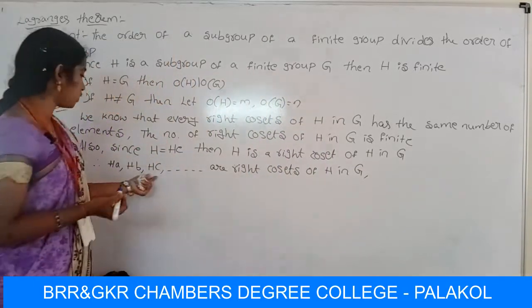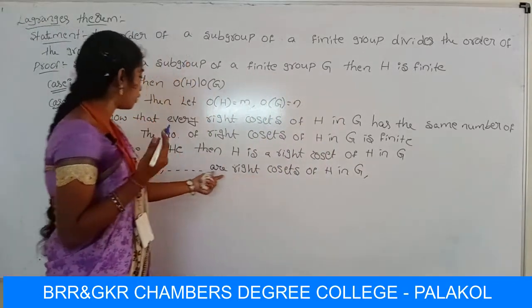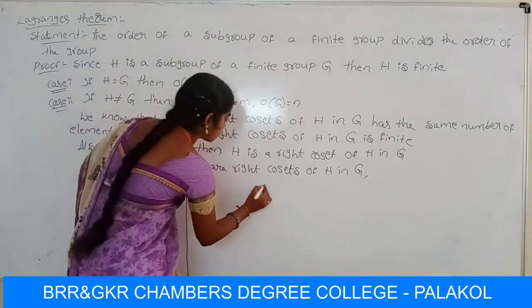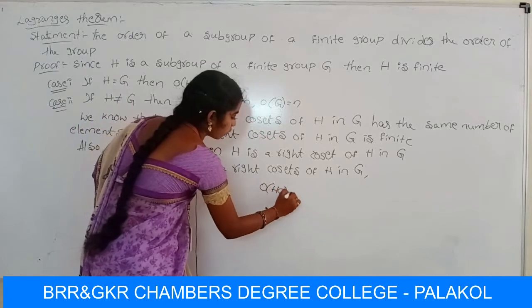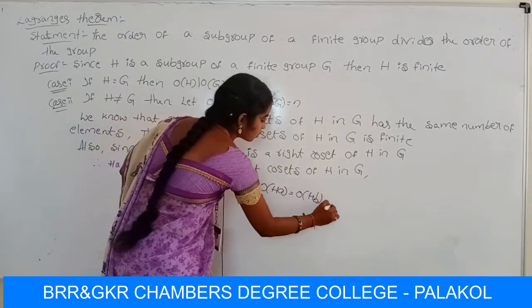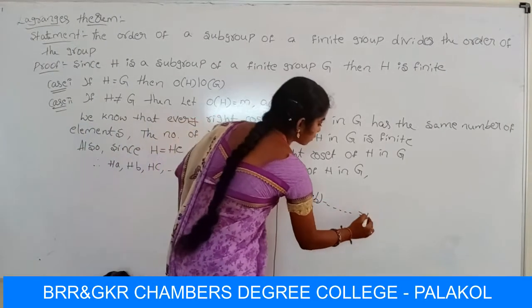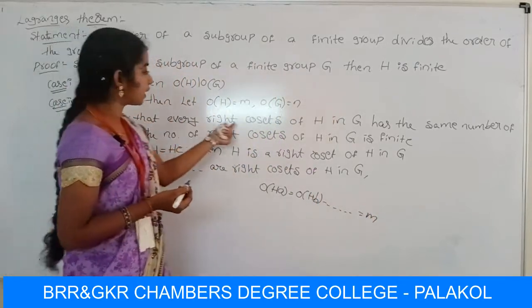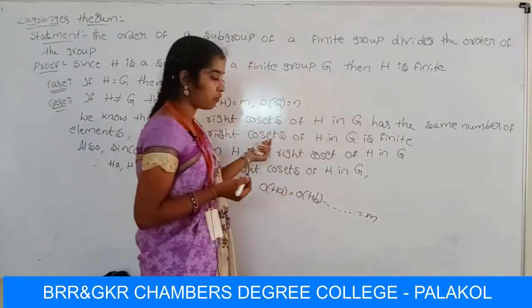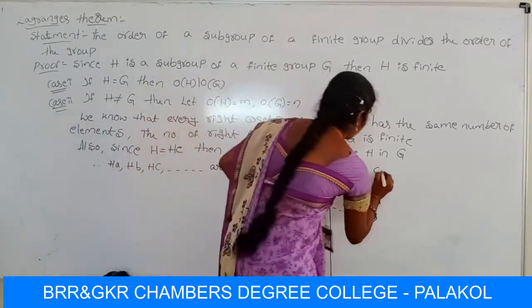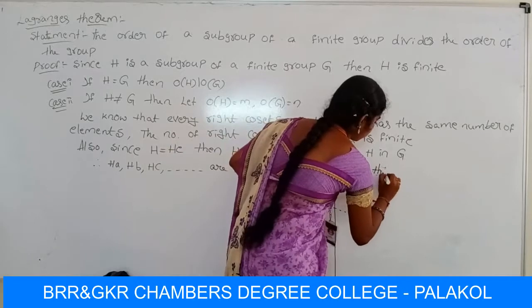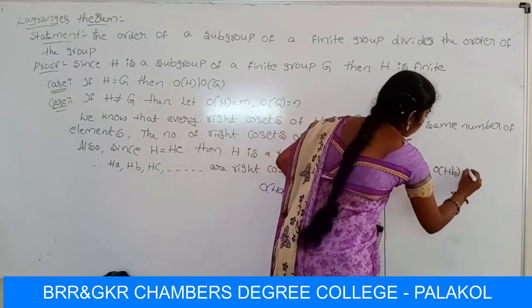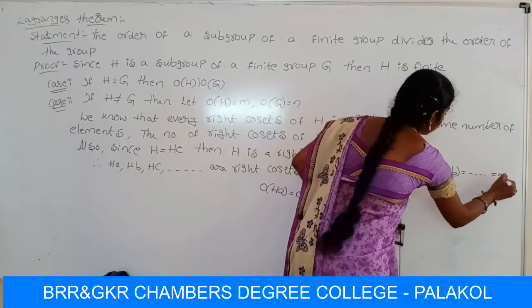So HA, HB, HC and so on are right cosets of H in Z. Already you know that every right coset of H in Z has the same number of elements. So the order of H is equal to the order of HA, equal to the order of HB, and so on, equal to some element M.